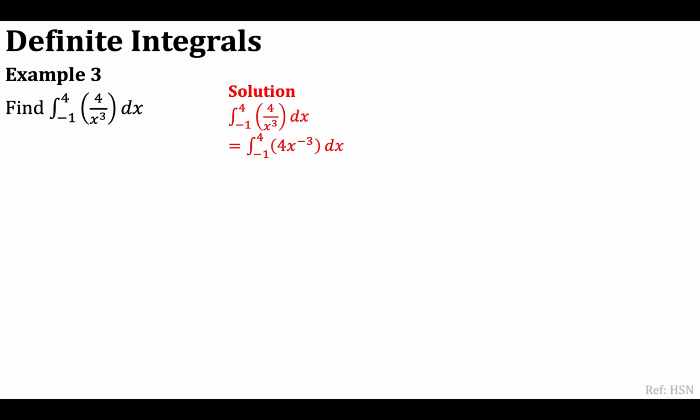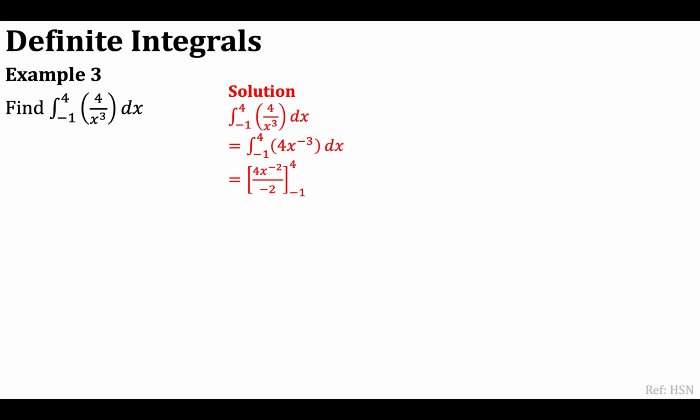Welcome back, folks. We'll have a look at example 3 now, and we want to find the integral between -1 and 4 of 4 over x cubed with respect to x. Now, hopefully when you see this, you'll realise that it's not quite ready to be integrated just yet. So we need to re-express 4 over x cubed as 4x to the power -3. So we're integrating between -1 and 4, 4x to the -3 with respect to x.